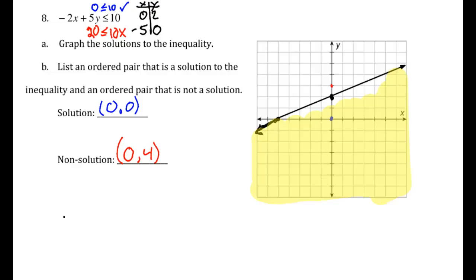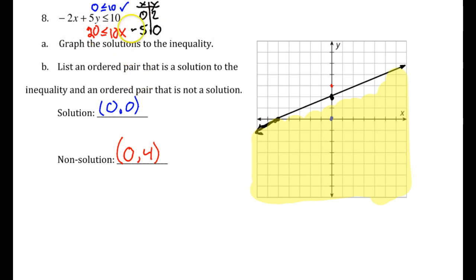On the x and y chart or whatever, why do you put 2 next to it? Or why do you put both of them next to 0? I just plug in 0 and I see what I get for the other one. So I plugged in 0 for x, and then I have 5 times what is 10, so I got 2. Plugged in 0 for y, negative 2 times what is 10, that'd be negative 5. Okay.